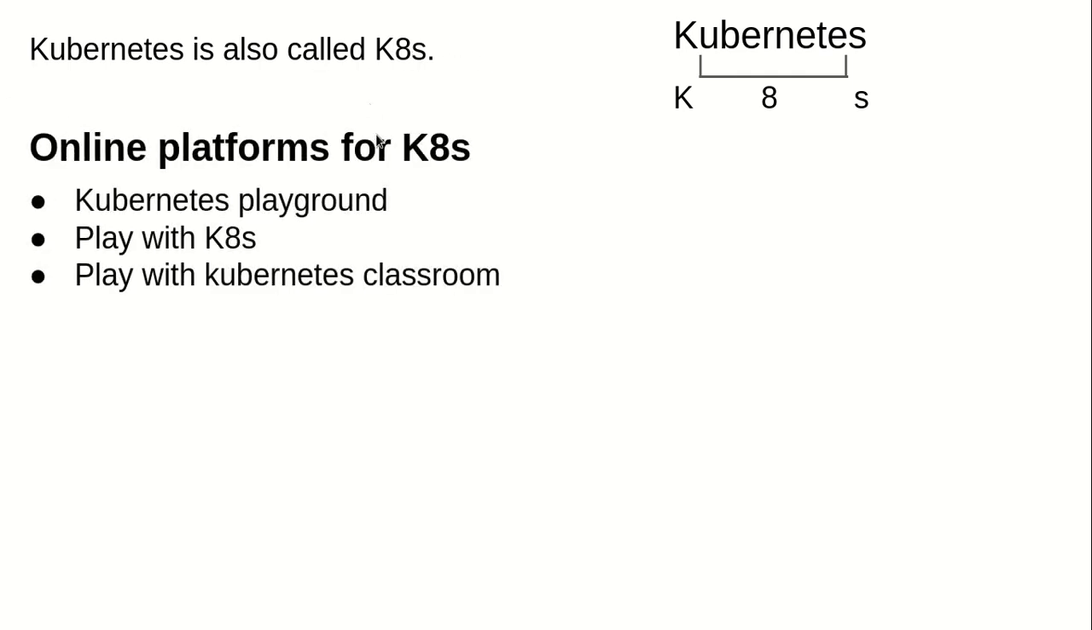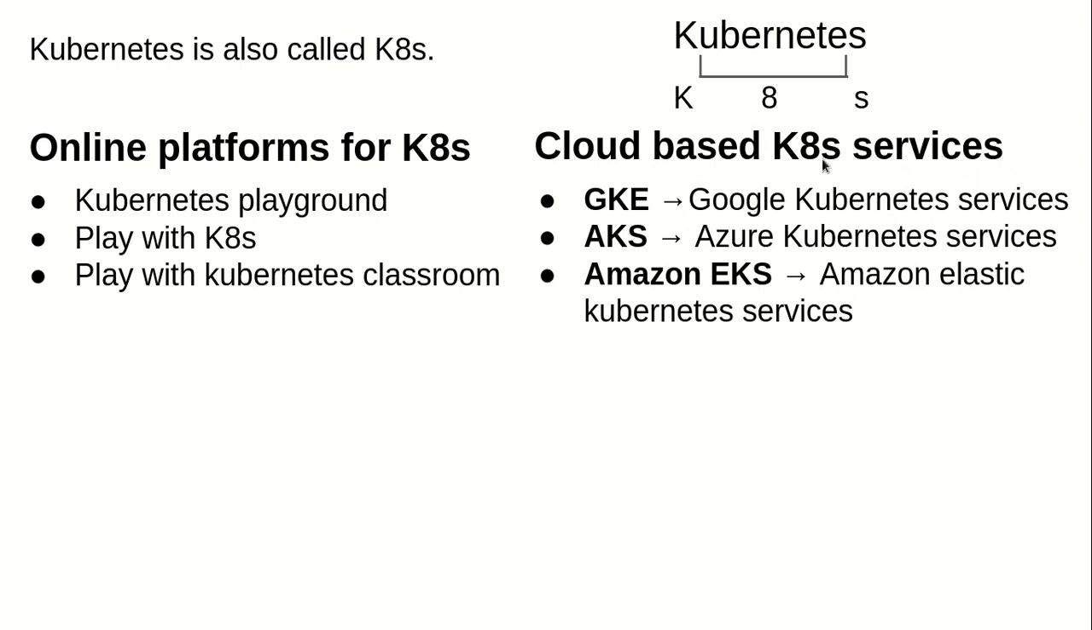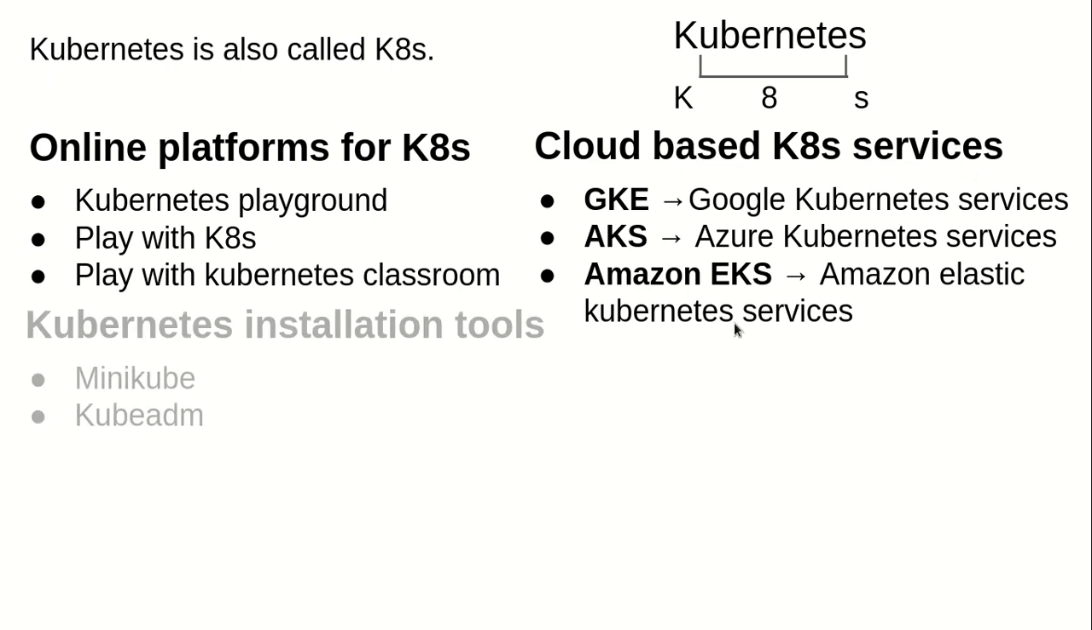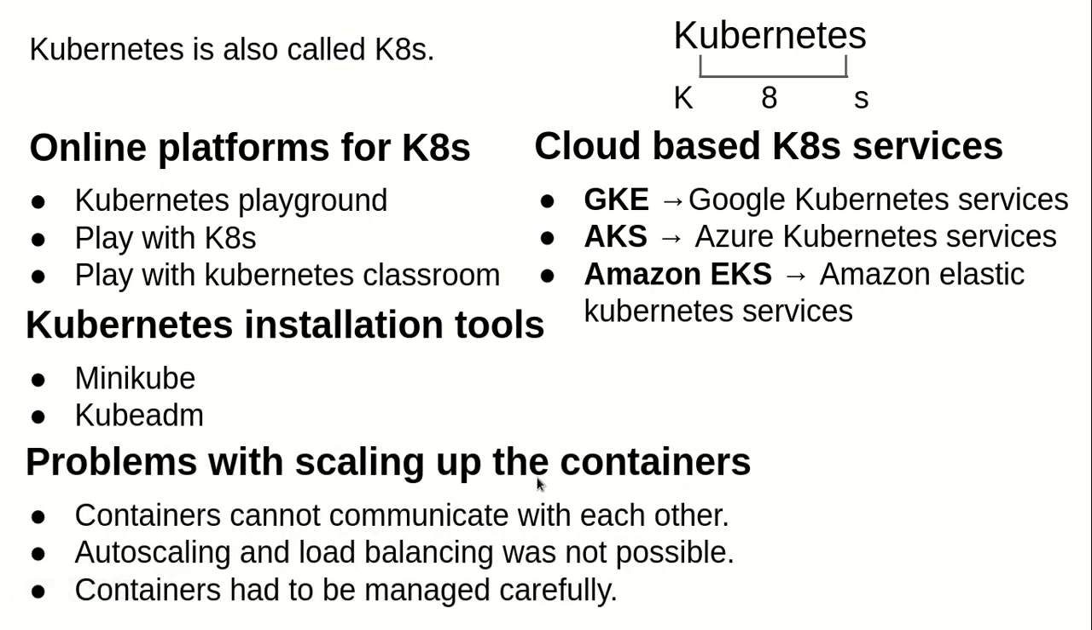Online platforms for Kubernetes or K8s are Kubernetes Playground, Play with K8s, and Play with Kubernetes Classroom. You can use these platforms in your Google browser or any other browser without installing anything. Alright, and you can also use the Kubernetes services inside cloud services, like Google Kubernetes Engine, Azure Kubernetes Service, and Amazon Elastic Kubernetes Service. You can also install the software on your machine, and the software will be Minikube and KubeADM.